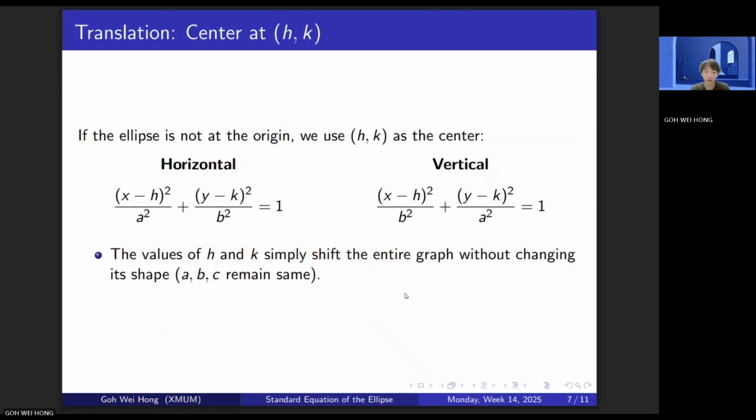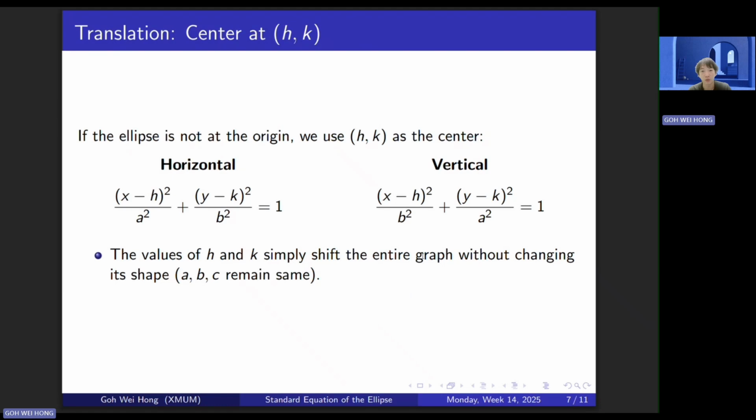Slide 7. So far, we looked at ellipses with the center at 0, 0, which is the origin. But what if the center moves to a new place like (h, k)? Look at the formulas here. We just subtract h from x and subtract k from y. This is called a translation. The shape of the ellipse stays exactly the same. a, b, and c do not change. Only the position on the graph moves to a new spot.